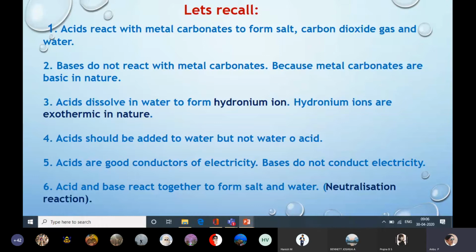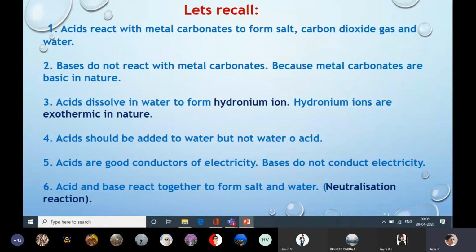And we also saw that acids are good conductors of electricity because all acids contain H plus ions. These H plus ions enable the movement of electrons in the electrolysis process. So that is the reason acids are good conductors of electricity. In the case of bases, they have hydroxide ions, so they are not able to conduct electricity. That is why we call bases poor conductors of electricity.